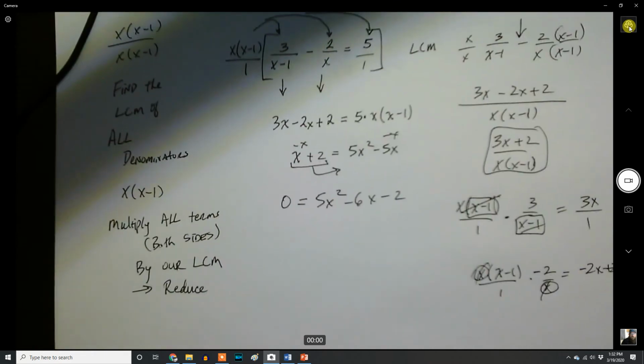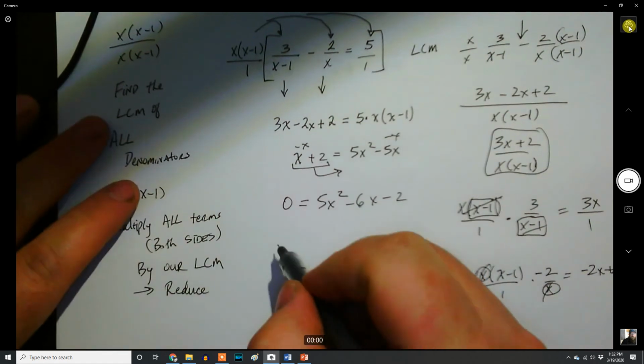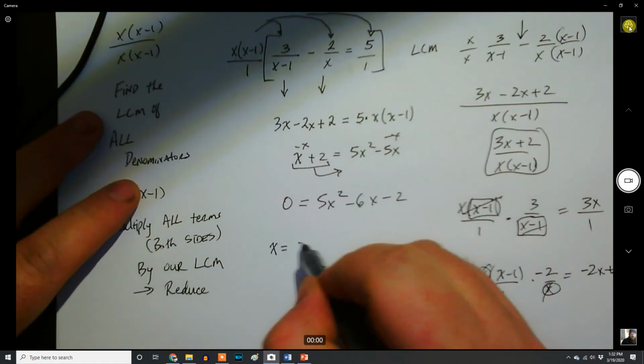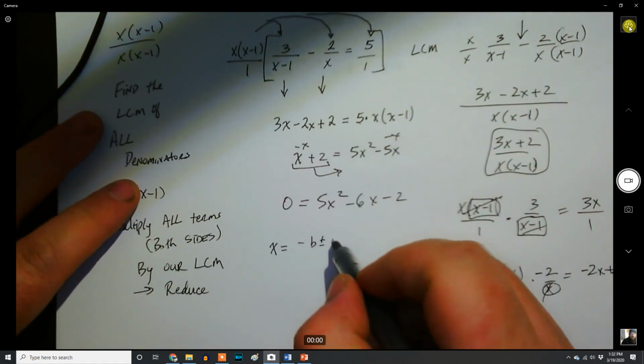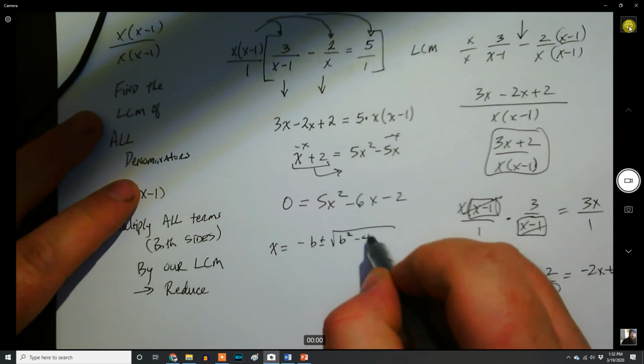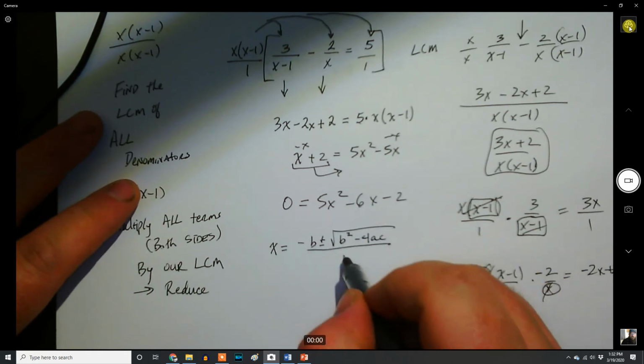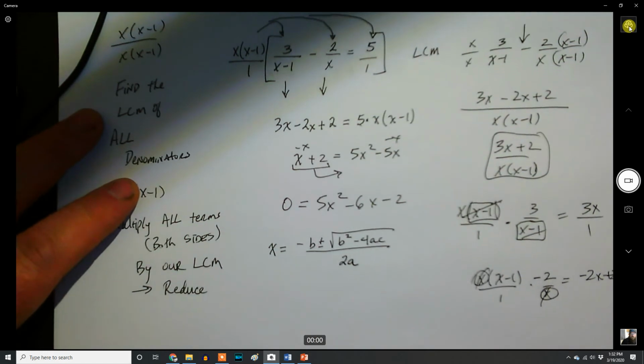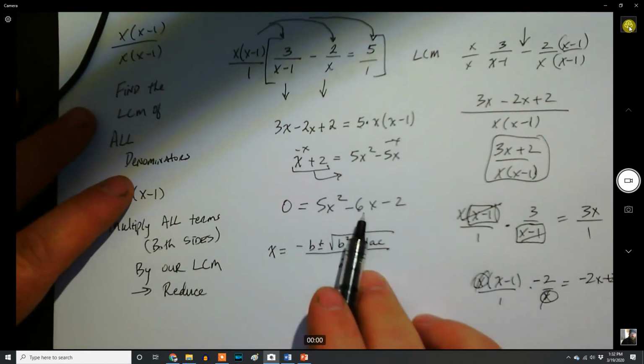Now, that's quadratic. Boy, if it was factorable, life would sure be good, right? But there's no difference of 5 and 2 that makes 6, so it doesn't work. So for this one, we'd have to use the quadratic equation, negative b plus or minus the square root of b squared minus 4ac, over 2a. You see? And so a is 5.